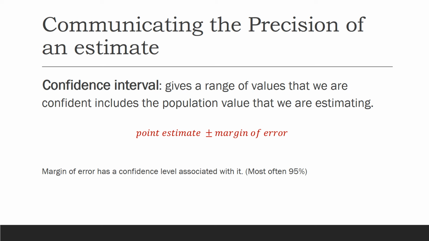When we are communicating the precision of an estimate, we usually use something called a confidence interval. And Chapter 5 is going to talk all about confidence intervals. So we're just going to give a brief preview here.